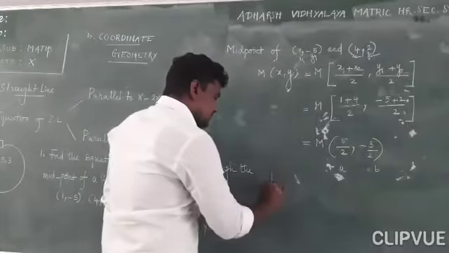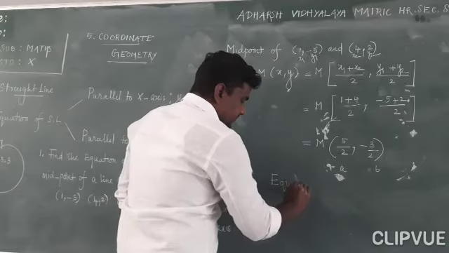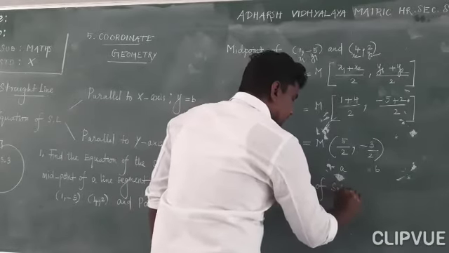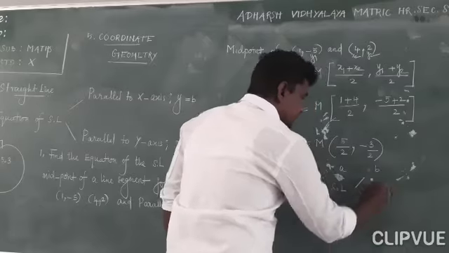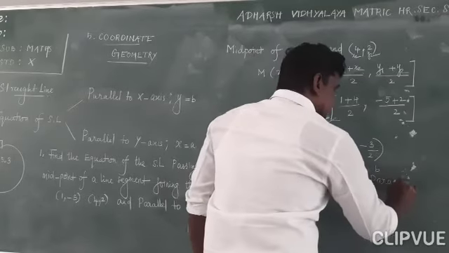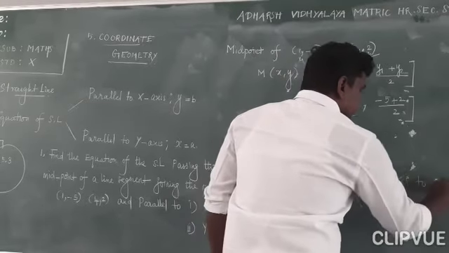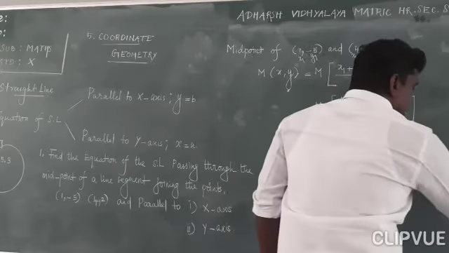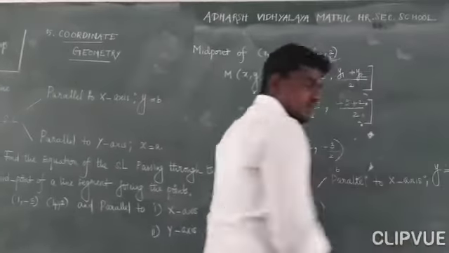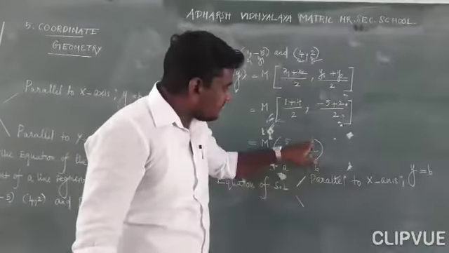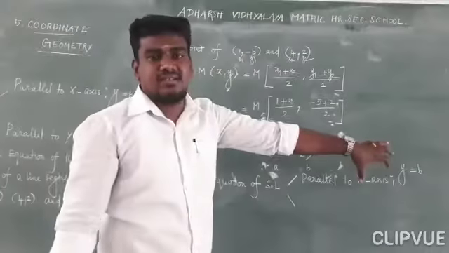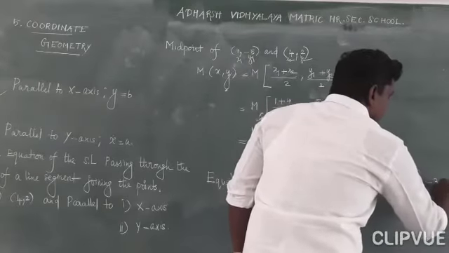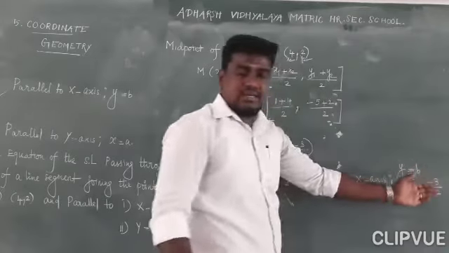So the equation of the straight line parallel to the x-axis is y is equal to b. Actually, b is minus 3 by 2. We just replace the value of b here. So y is equal to minus 3 by 2. This is the required equation.